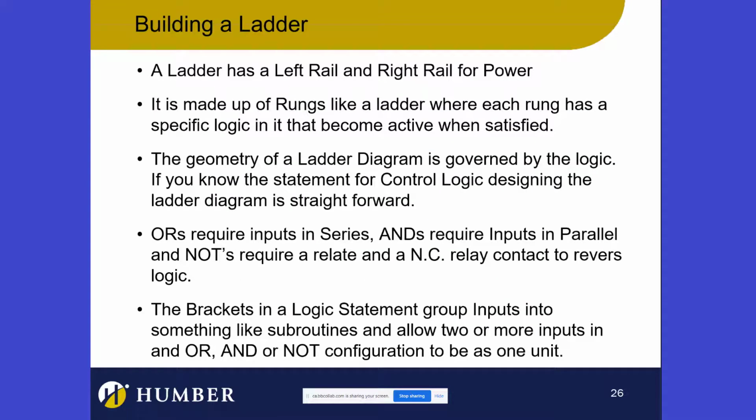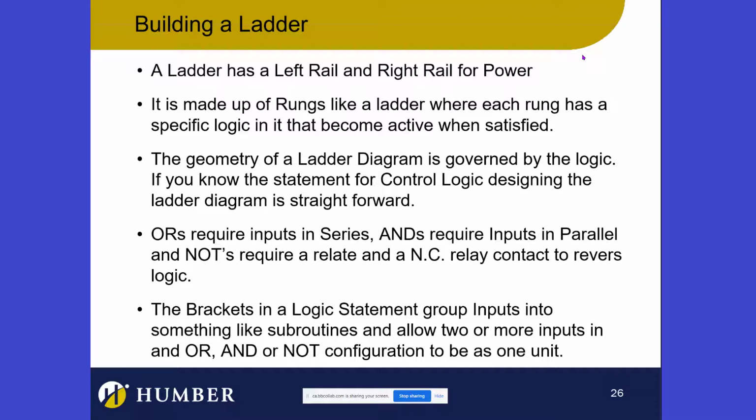So going back up to here, I want to discuss what a ladder really is. You guys have got an idea about what a ladder is in Lab 2, but essentially a ladder has rails on the right and the left, and it's made up of rungs like a ladder, where each rung has a specific logic that becomes active when that logic is satisfied. Now this is important. I need you guys to hook up your circuits like the geometry. I've mentioned this in my videos. The geometry of a ladder logic is governed by its logic, the shapes and the way we put things together.